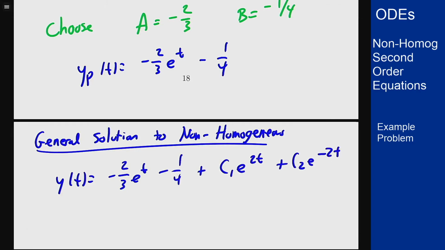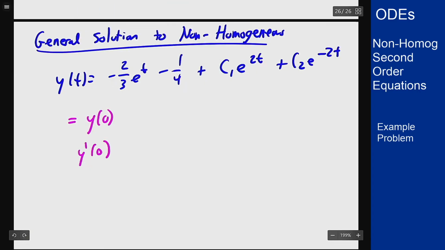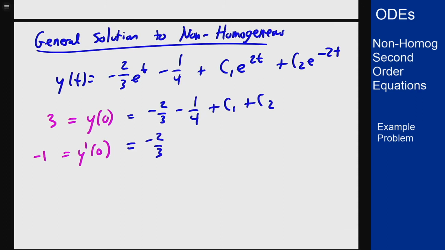And now I should worry about the initial conditions. So we were given values for y of 0 and y prime of 0. We want y of 0 to be 3 and y prime of 0 to be minus 1. Y of 0 plugging in above is negative 2/3 minus 1/4 plus c1 plus c2. And y prime of 0, I'll still get the negative 2/3 because that'll still be e to the t. The 1/4 goes away. This gets me a plus 2 c1 and a minus 2 c2.